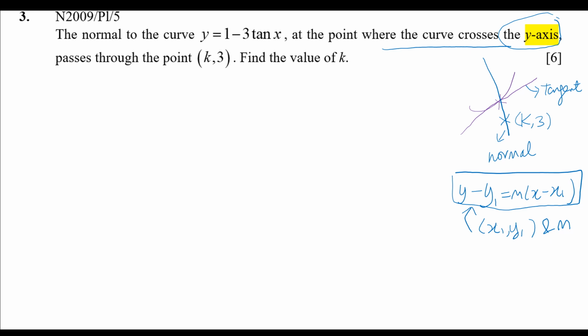Okay, so this is what we need to do. First, I'm not too sure what I did. I think I find dy/dx first. Okay, so find dy/dx first. You differentiate 1, you get 0. Differentiate tangent x, you get secant square x. So you end up getting negative 3 secant square x. Right, so we need to know what to substitute for x, which is precisely what I said earlier on. The curve crosses the y-axis. That is when your x is equal to 0.